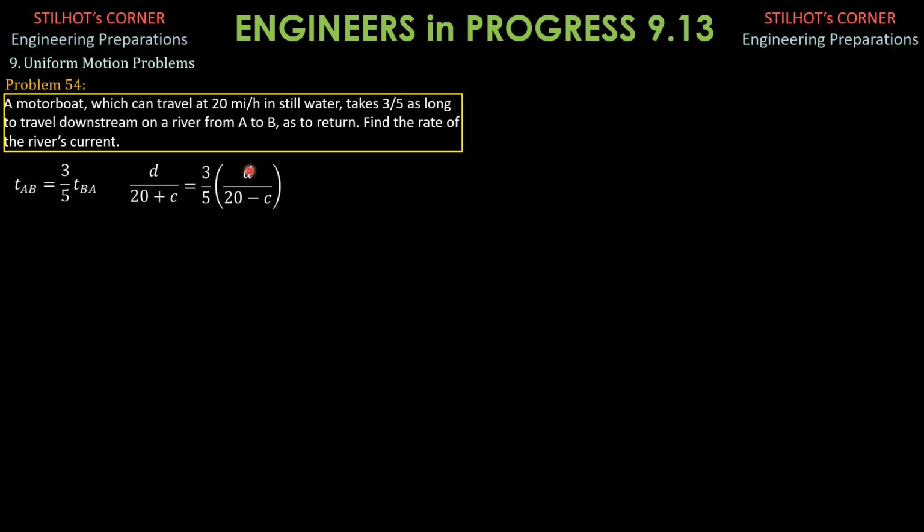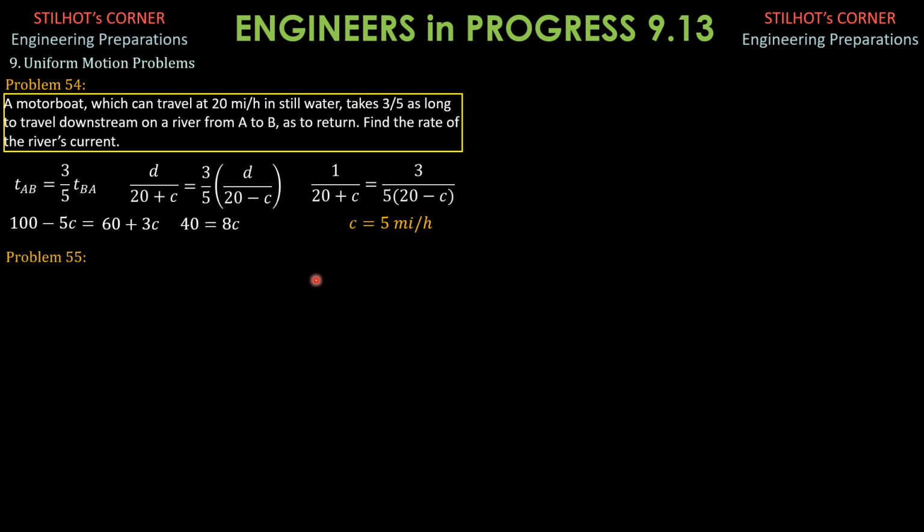So let's cancel D, then simplify. We have 1 over 20 plus C equals 3 over 5 quantity 20 minus C. So cross multiply: 1 times 5 times 20 is 100 minus 5C equals 60 plus 3C. So 100 minus 5C equals 60 plus 3C. 100 minus 60 is 40, then 3C plus 5C is 8C. So 40 equals 8C. C therefore is 40 over 8, and that is 5 miles per hour. So that's the rate of the river's current, 5 miles per hour.